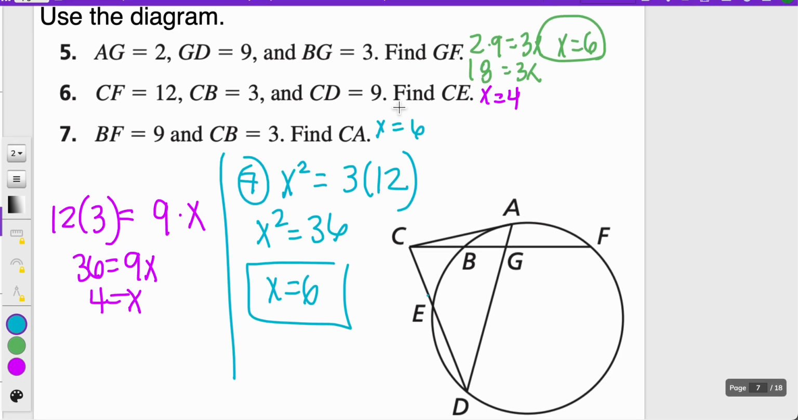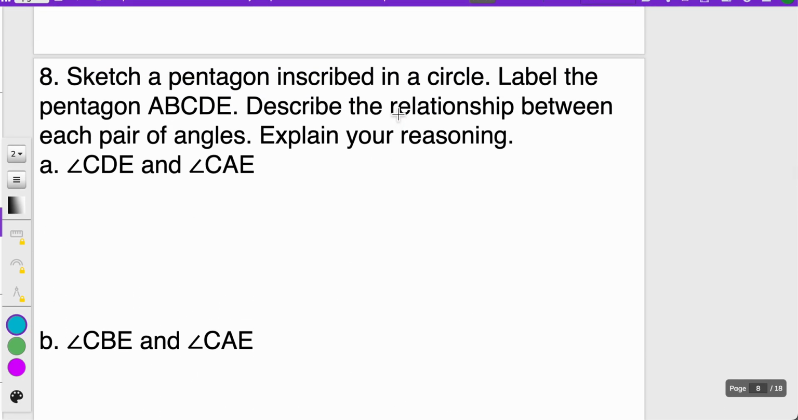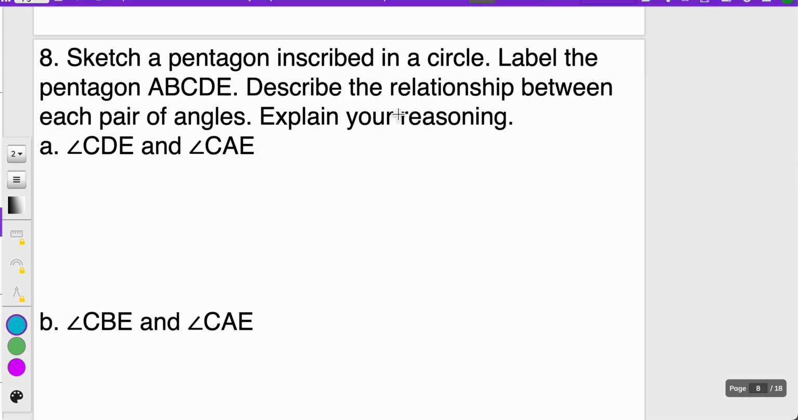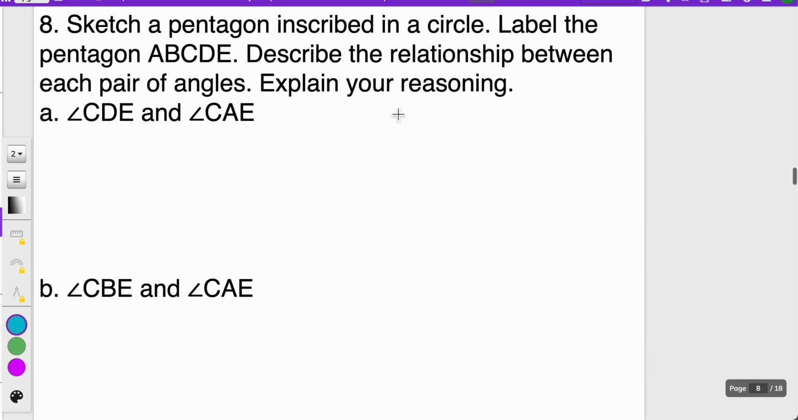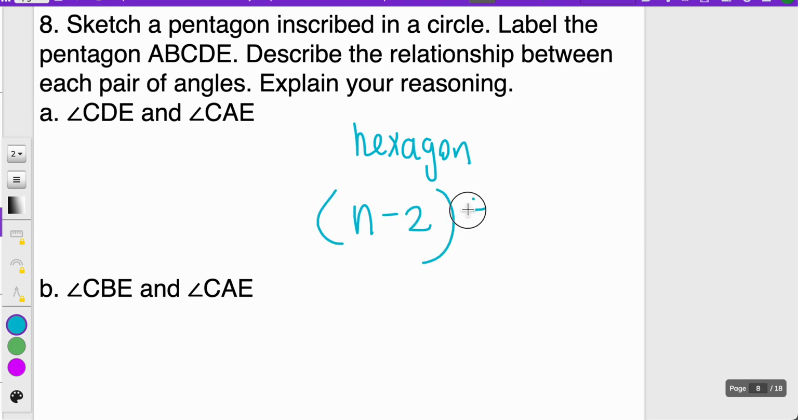Okay. We're going to skip over number 8. I don't have you doing this one on your test, so we're not going to worry about that one. We do talk about on our test, though, a hexagon. So if you look at the hexagon, just make sure you can do n minus 2 times 180 to figure out the total degrees.